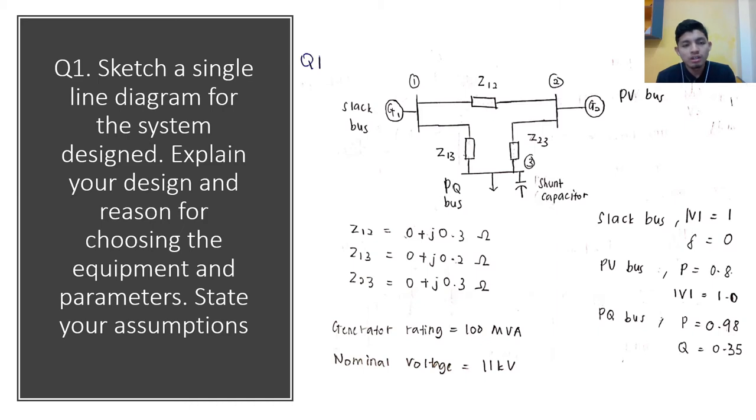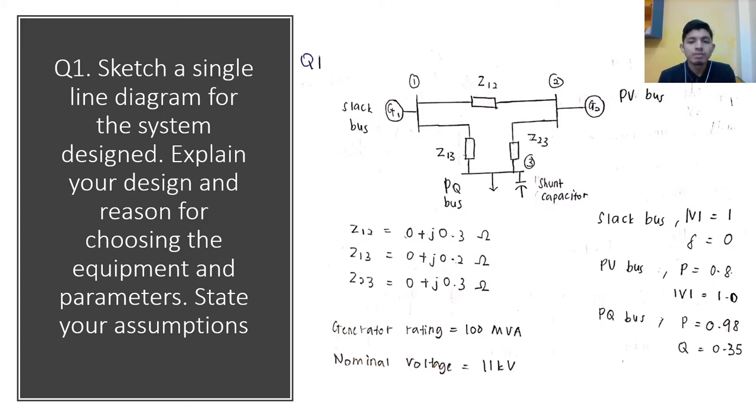For the bus system, each bus is associated with 4 quantities, which are the voltage magnitude, the phase angle of the voltage, active power and also the reactive power. One of the buses I select is a slack bus. Slack bus is actually a generator bus, but it was chosen to act as a reference for the whole system. So it has a fixed value: the voltage magnitude is 1 with the angle 0. That is the fixed value throughout the system.